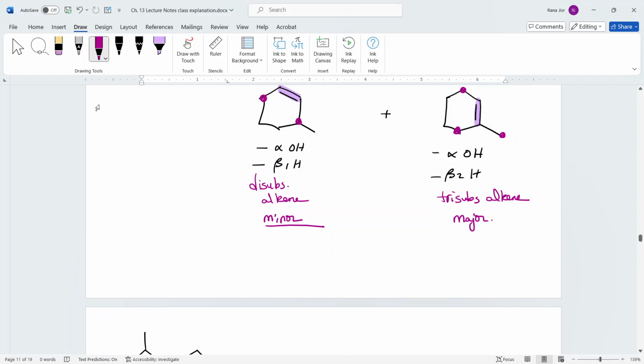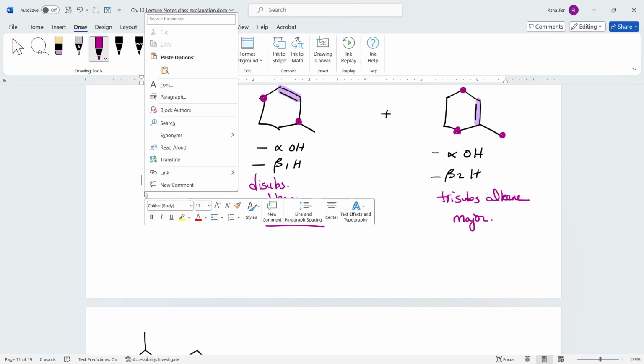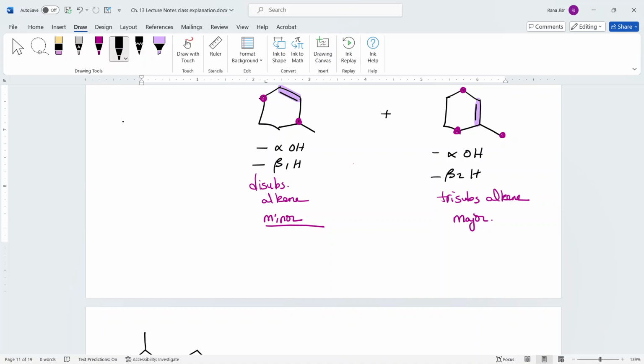Let's have another example. Something like this. So let's say, for example, I have an OH, a CH3, and an ethyl group over here. And we're doing the same thing. We're doing the dehydration, which is the H3PO4 at a very high temperature. So as I said, just go ahead and locate your alpha carbon and now all the beta carbons around it.